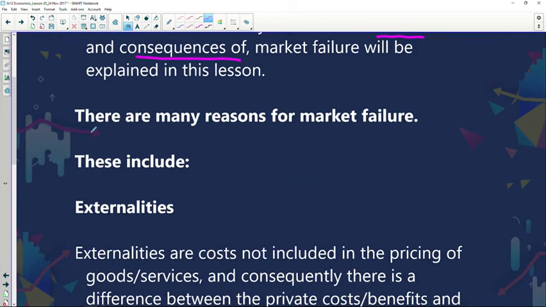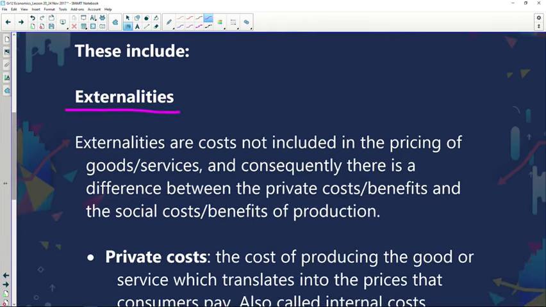Like I said, there are many, and these include, so we're going to start off here and look at externalities. These are the external things that could cause market failures. Externalities are costs not included in pricing of goods or services, and consequently there is a difference between what we call private costs or private benefits and also social costs and social benefits of production.